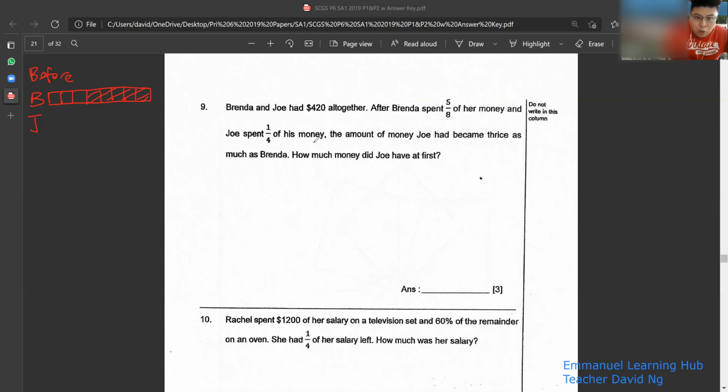Then Joe spent 1/4 of his money. They didn't say that they have an equal amount of money. They only said Joe spent 1/4 of his money. So let's say Joe has this amount of money. Maybe for Joe, you don't draw first because you're not sure how long you need to draw yet. So let's draw the after part first. Then later we work backwards.